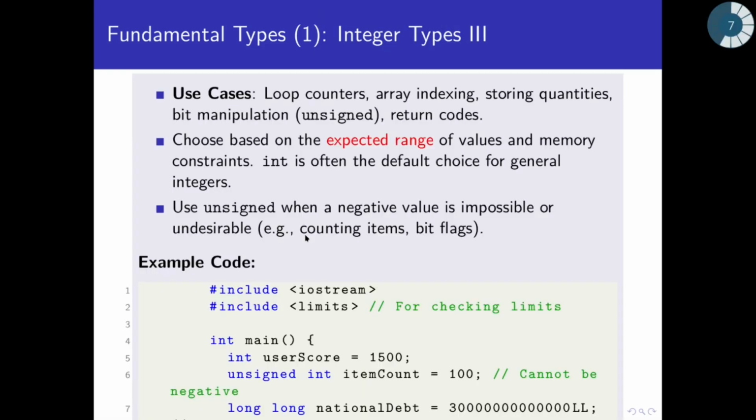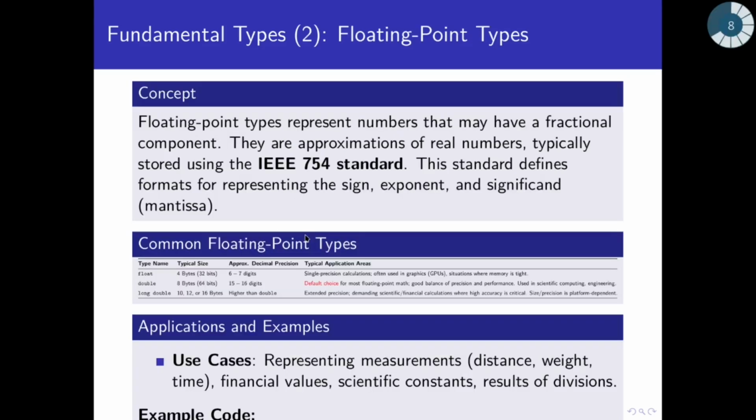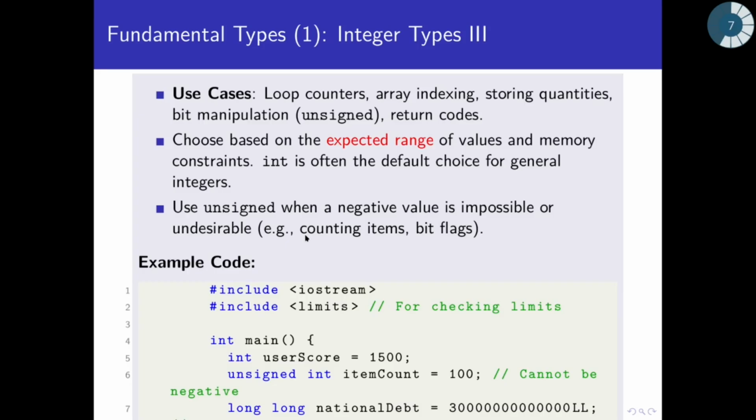Let's see application examples. Use cases: loop counter, array indexing, storing quantities, bit manipulation, unsigned return. Let's see some of these. Some of the code is chopped up, so I'll try and modify it. From this, you can see we have our int here, total score is 1,500. Unsigned int item cannot be negative. For long, we put L, because you are using long values. So we are counting some long data, so you have to put long in front of it.